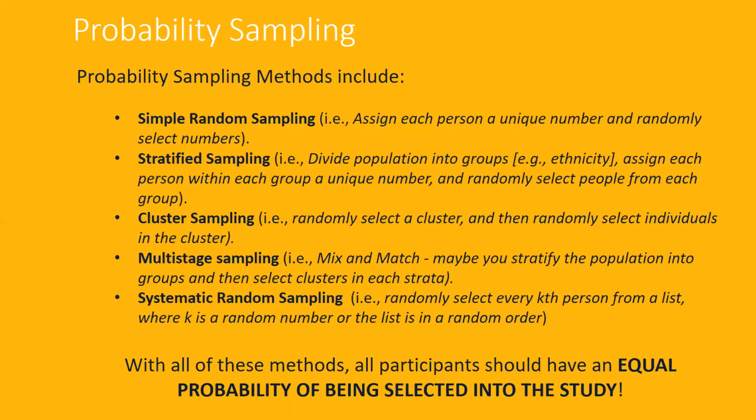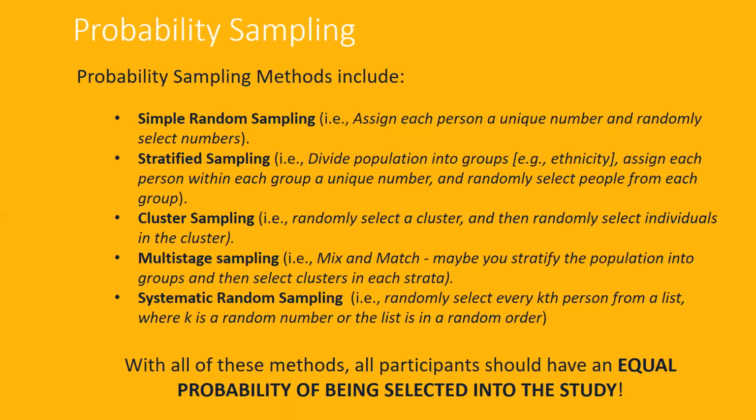And then finally, there's systematic random sampling. Systematic random sampling is probably the most similar to simple random sampling. But instead of assigning each person a unique number and randomly selecting those numbers like you do in simple random sampling, you just make a list of people and you select every kth person. So you select a random number, say it's every 7 people. Every 7th person on the list, you would include them.